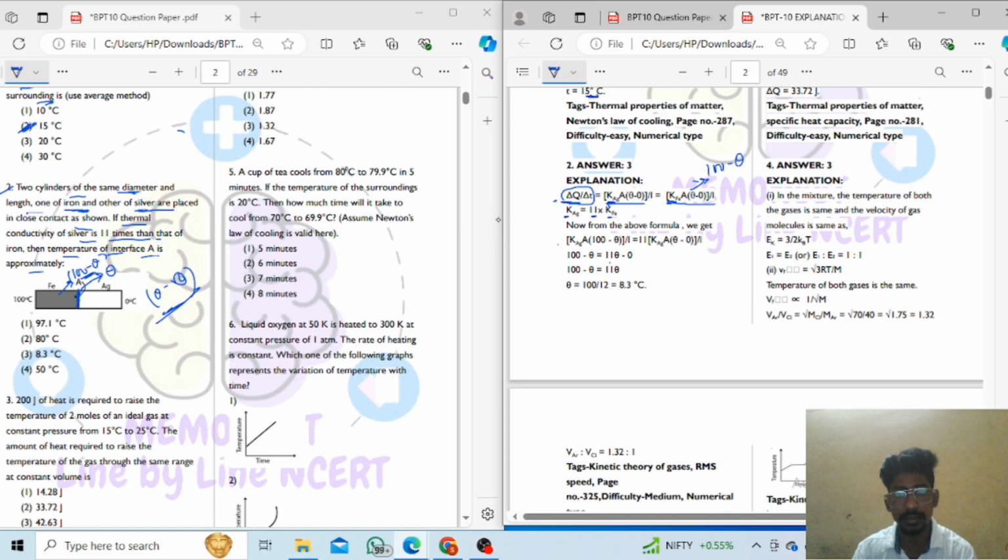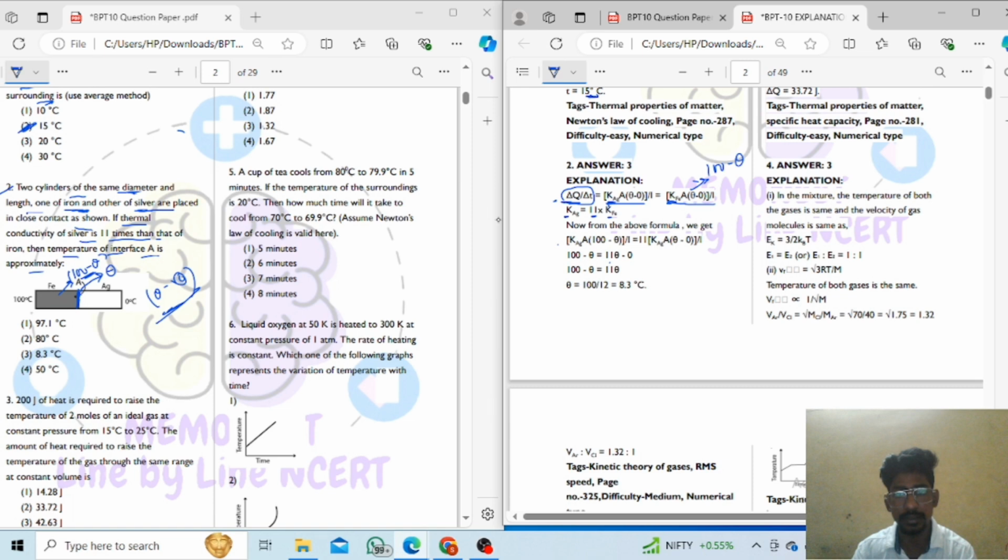Question number 3. 200 joule of heat is required to raise the temperature of 2 moles of an ideal gas at constant pressure from 15 to 25. The temperature difference is 10 degrees, del theta. What is the amount of heat required to raise the temperature of the gas over the same range at constant volume?